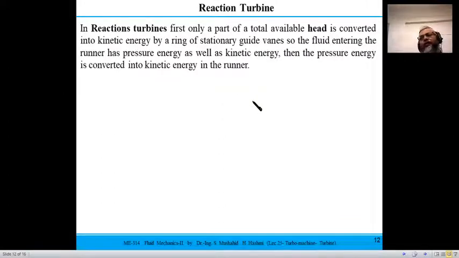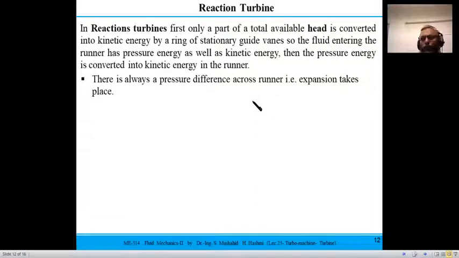So in reaction turbines, this energy interaction takes place in two parts. First, the conversion into kinetic energy takes place in the stationary guide vanes, and for the remaining, in the runner blade passages a pressure drop takes place, whereas in an impulse turbine we have seen that ideally there should be no pressure drop. So one of the main differences between reaction and impulse turbines is that in a reaction turbine there is always a pressure difference through the runner. It means delta P is not zero and expansion takes place in the runner.